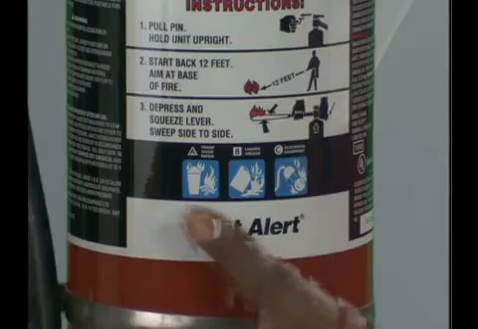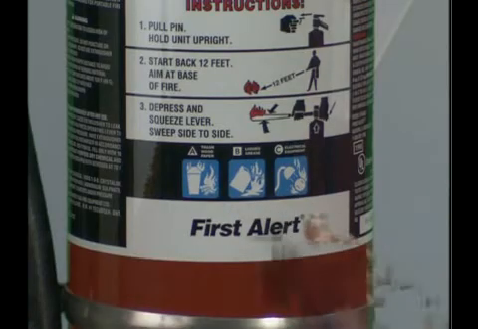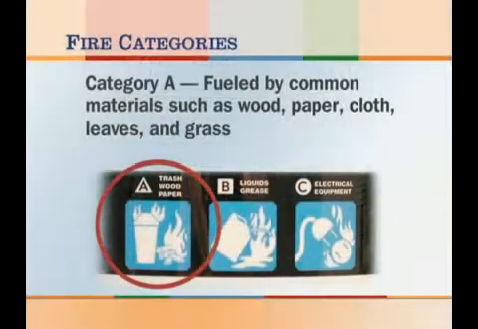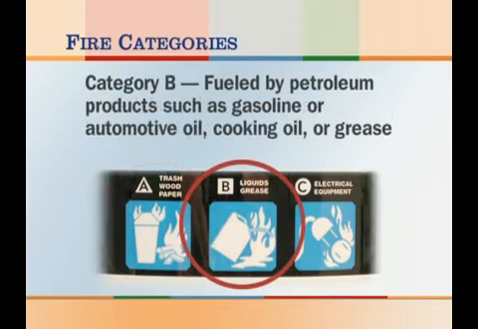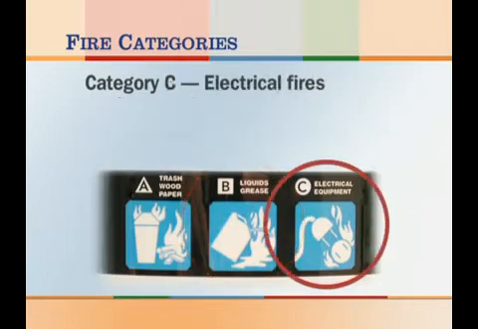Fires are classified as Type A, Type B, or Type C. Fire extinguishers, such as this one, clearly show which types of fires they are designed to fight. This model is labeled A, B, C, meaning it can safely be used to combat all types of fires, including those in the category A, which are fueled by common materials such as wood, paper, cloth, leaves, and grass, as well as those in the B category, fueled by petroleum products such as gasoline or automotive oil, cooking oil, or grease, and those in the C category, consisting of electrical fires.